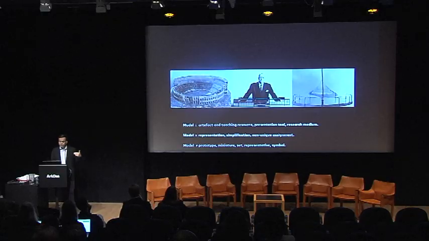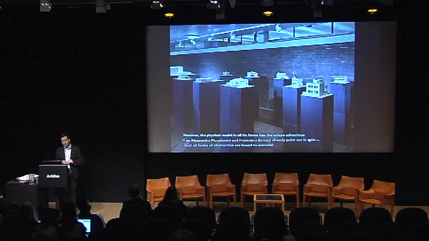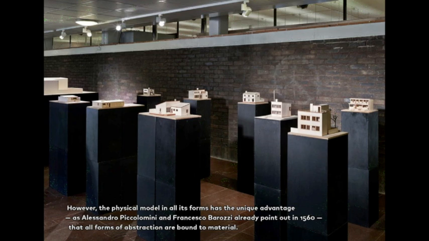understanding and designing architecture. And on this note, I think it is important to distinguish between models and prototypes, or models and miniatures, or sets, or representatives, or symbols. Because, as I said, models do really have this unique capability. And I think that, in particular, when you think about all the digital media available today and this process of substituting models with prototypes and other things, it is important to note that the physical model in particular, in all its forms, has the unique advantage, and this was already pointed out in the 16th century, so it's not a new thought, that all forms of abstraction are bound to material. That's the unique thing about models.